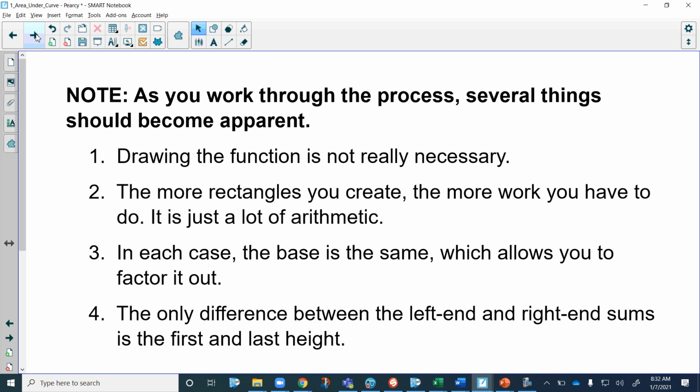The more rectangles you have, the more work you're going to have, but it'll give you a better area approximation. But usually with Riemann sums, they tell you the number of rectangles that you're going to have, the number of subdivisions you're going to have. Because the base is the same, you can factor it out each time. And the only difference between the left and right hand Riemann sums is the first and last heights that are being used.